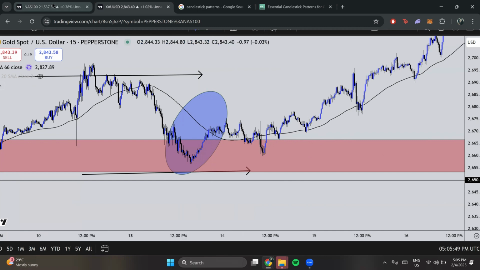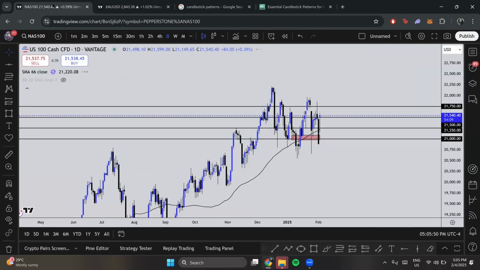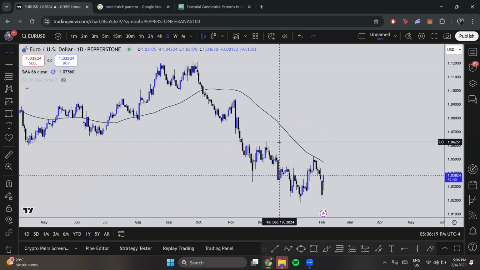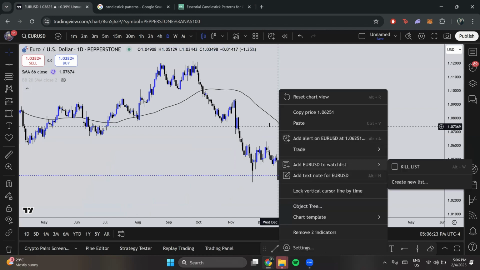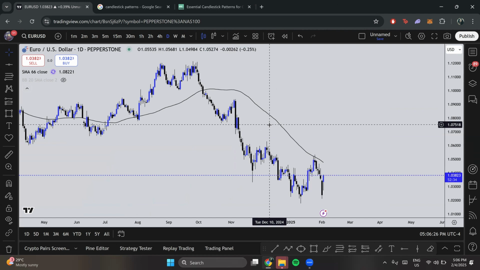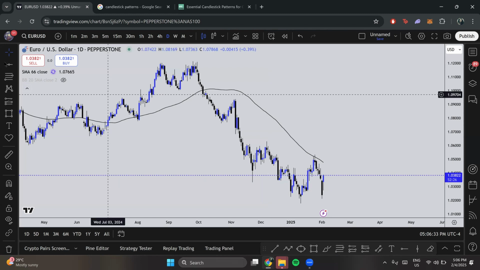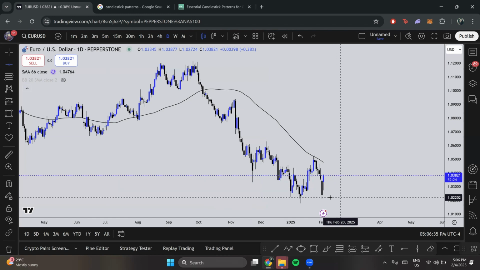So let's do an example on Euro USD. So this is Euro USD. Let's do an example of the confluence on Euro USD from the top. Alright guys, so starting with the key level.